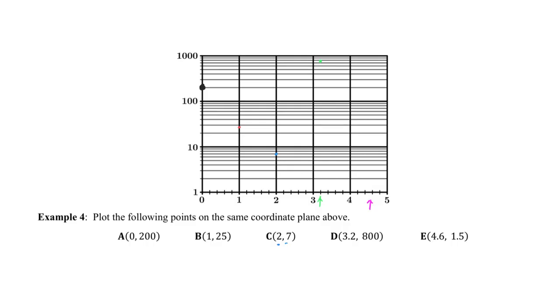1.5, same idea. Right on the line would be 1, so I want to go up to 2. I'm going to be a little bit closer to 2 than I am to the middle, okay? That's how those go.